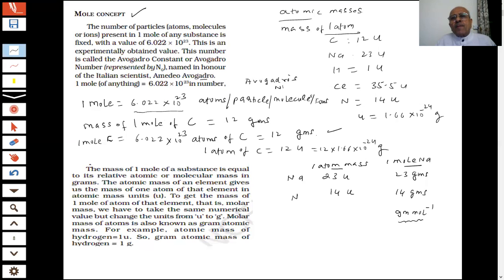Yeah, got it. So Avogadro number, sometimes represented like this, is a collection of how many particles? So many particles.